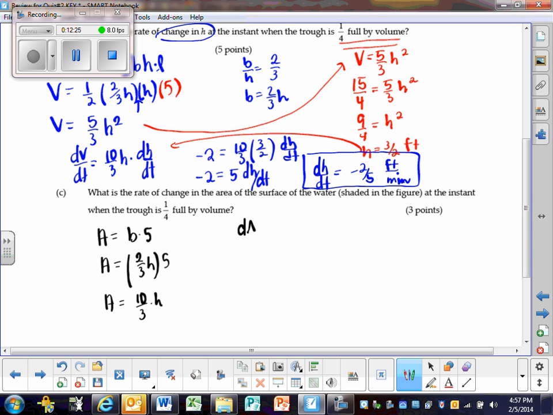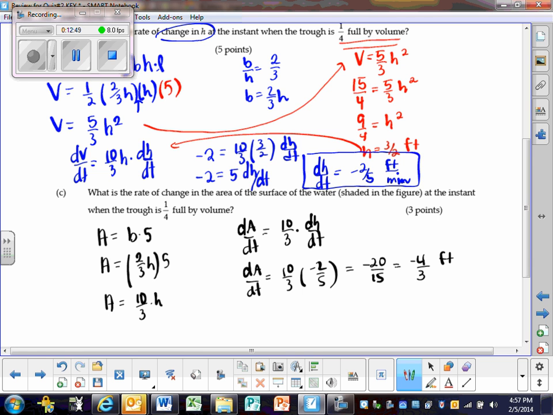So now the rate of change is the derivative. So dA/dt equals 10/3 times dh/dt. We already know dh/dt from part B, so we can substitute that in, the -2/5. So that makes -20/15, or -4/3. And area would be measured in feet squared, and again, time is still measured in minutes.